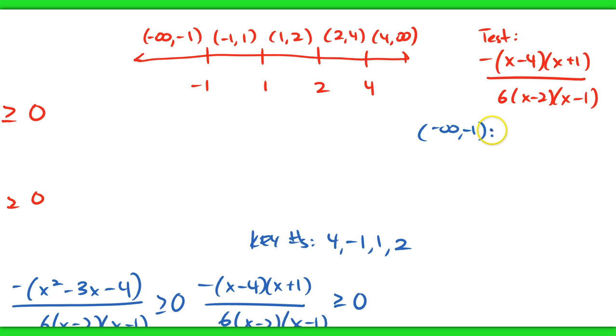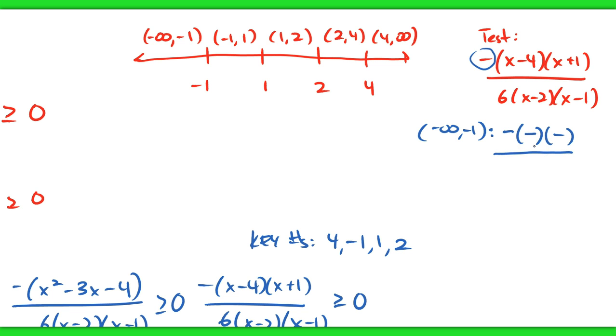Let's try negative 2. Okay, so if we plug in negative 2, we still have this negative on the outside, so I'm going to bring this down. If I plug in negative 2 in here, x minus 4 is still negative. If I plug in negative 2 here into x plus 1, it's still negative. And then in the denominator, this 6 here doesn't really make a difference, so I'm going to leave that out.